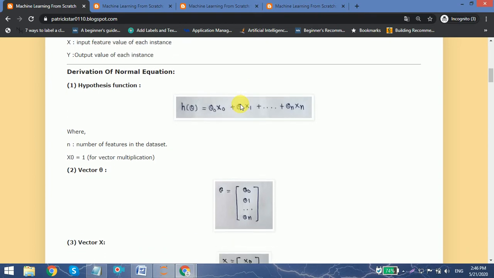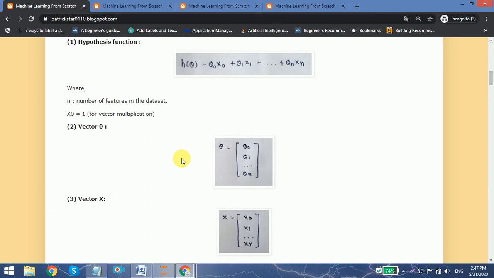First we have the hypothesis function. The hypothesis function is theta 0 x0 plus theta 1 x1 up to theta n xn. In simple linear regression, you might have noticed that we only have these two terms, that is theta 0 plus theta 1 x1. Here you can ignore the x0 because it is always 1. We have to consider it because we are going to multiply our matrices, and we cannot multiply matrices if they don't have the same dimensions, or we cannot add them when we don't have the same dimensions as we need. So here the value of x0 will always be 1.